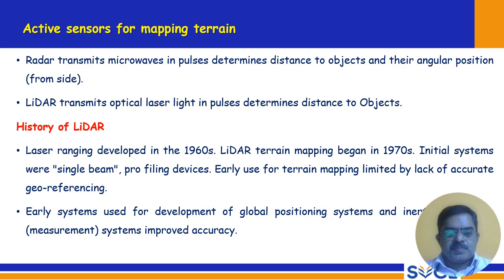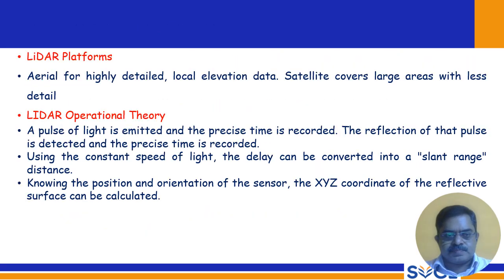So, history: Lidar came into the picture with laser ranging developed in the 1960s. Lidar terrain mapping began in the 1970s. Initial systems were single beam profiling devices. Early use for terrain mapping was limited by lack of accurate georeferencing. So early systems drove the development of GPS and inertial navigation systems, that is, measurement systems for improved accuracy. Lidar platforms: aerial for highly detailed local elevation data, satellite covers large areas with less detail.